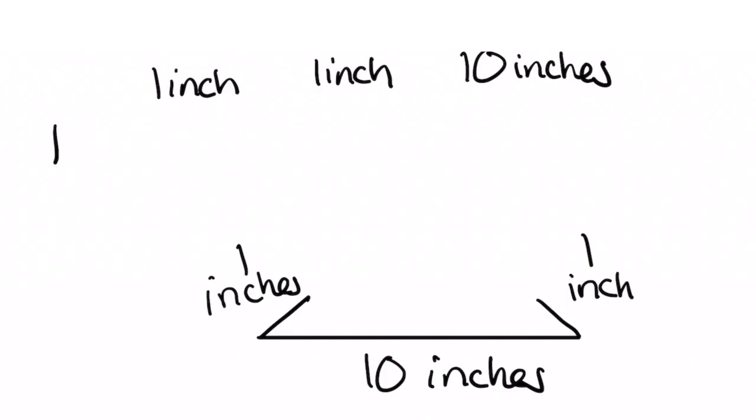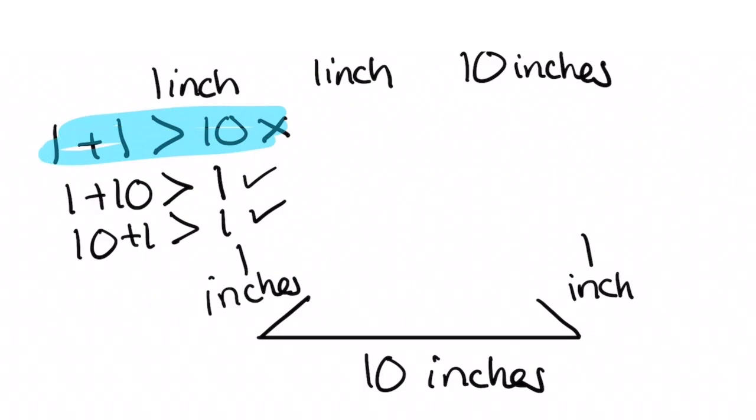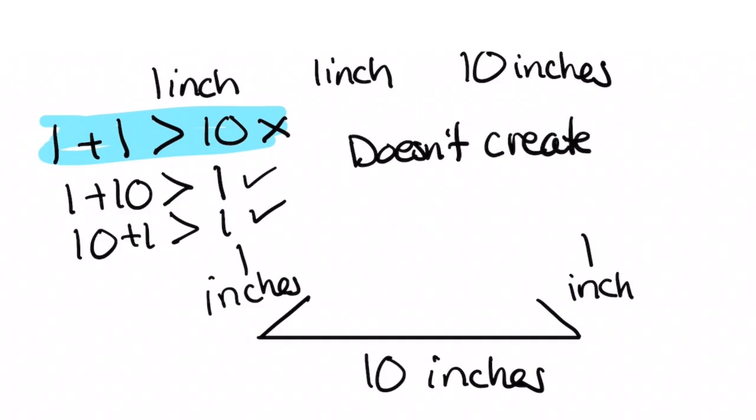If you were to try this out, you would get 1 plus 1 is greater than 10. You would see right off the bat that that inequality isn't true. The other two would be, 11 is greater than 1 and 10 plus 1 is greater than 1. But if any one of these doesn't work, then this will not create a triangle. Okay, Math Marbles, I just want to make that point and give you an example that does not work.